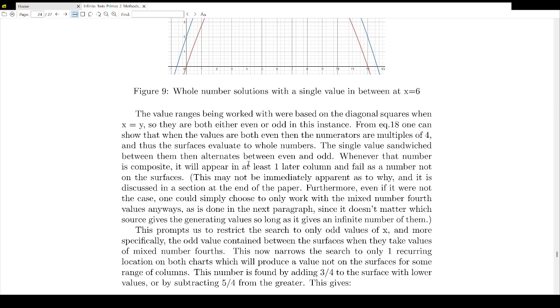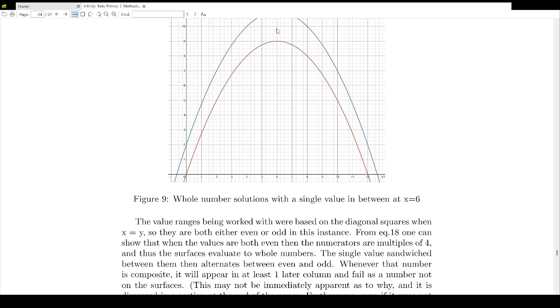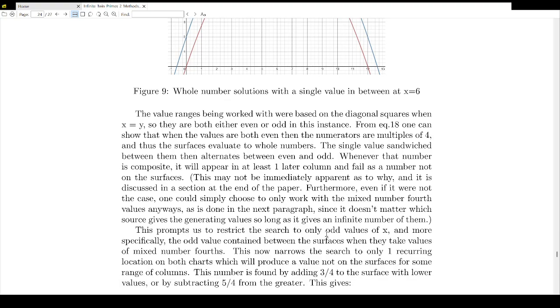I think I'm saying here again, you have to go verify this. But when the values are both even, you get this multiple of 4, and then you're asking what the value is in between. Here it's 10, but you'll see that it goes even, whatever those values end up being, it goes even, odd, even, odd.